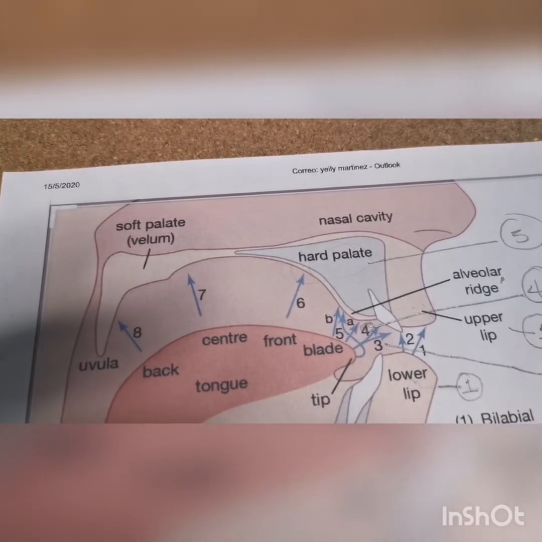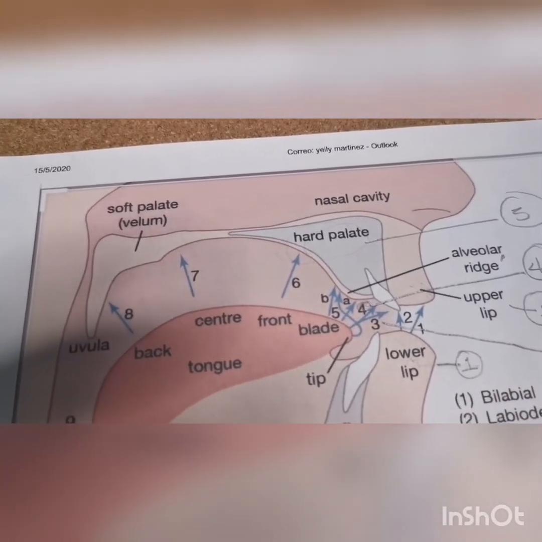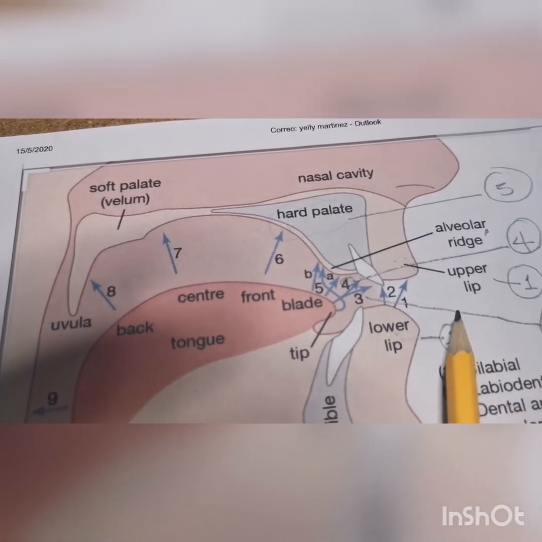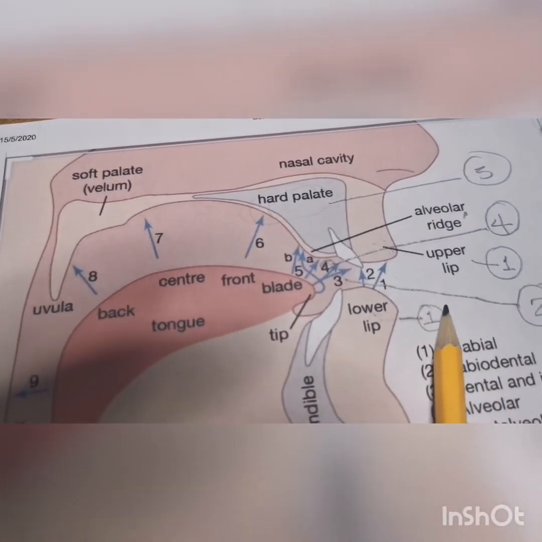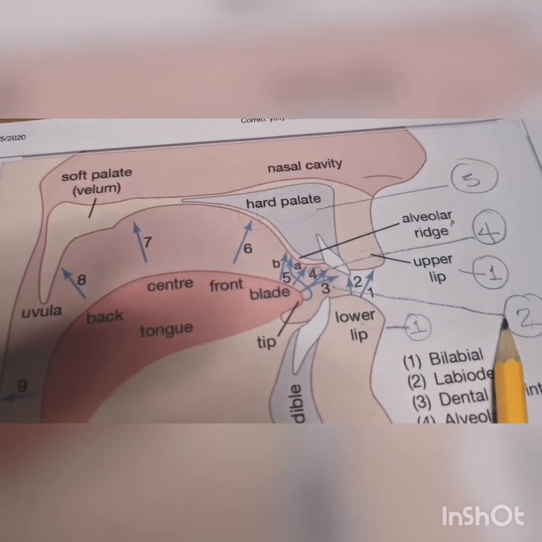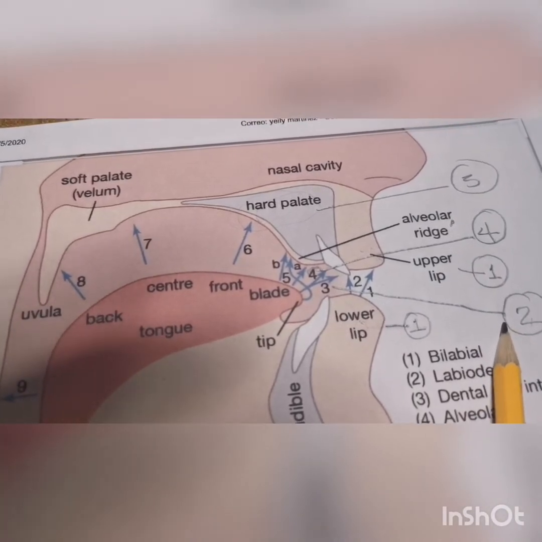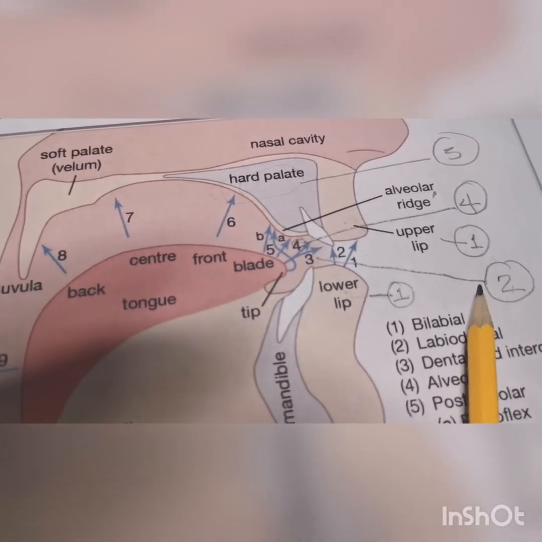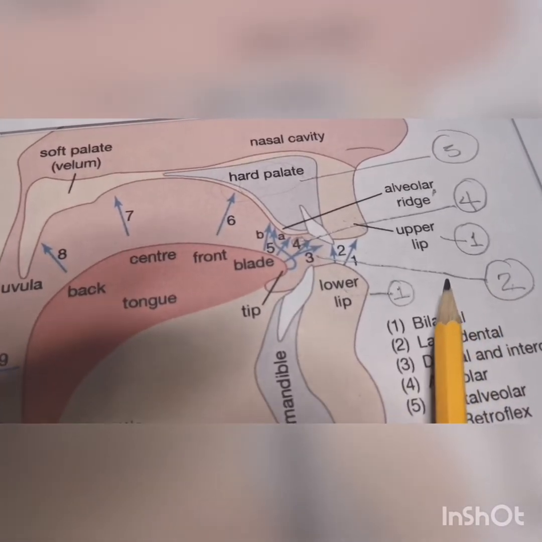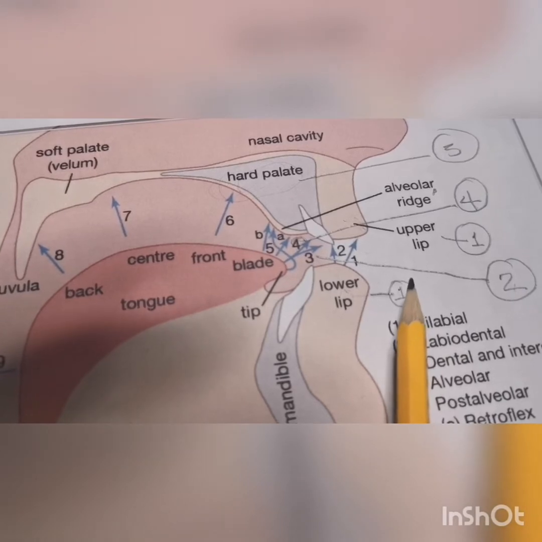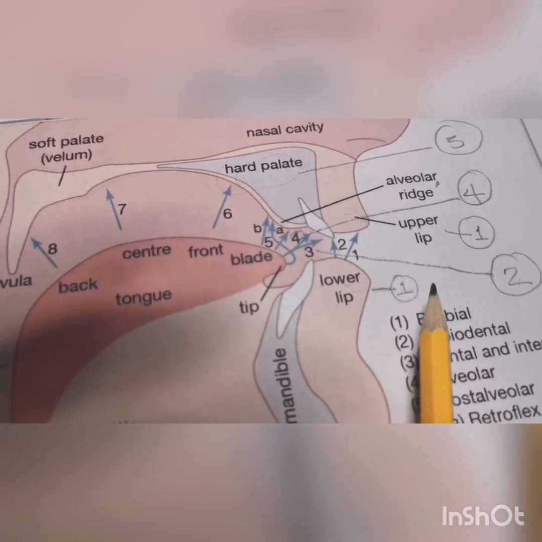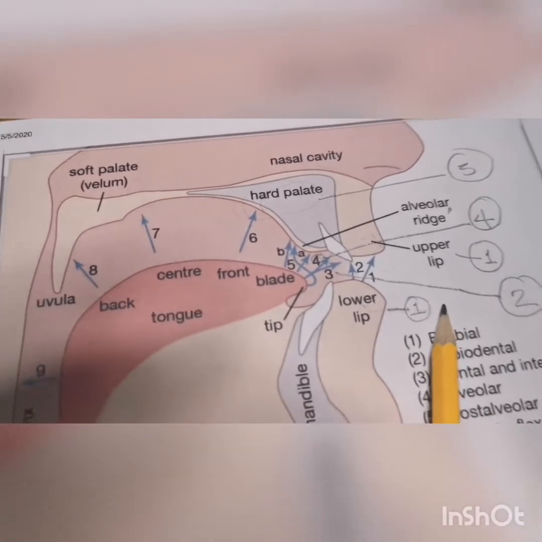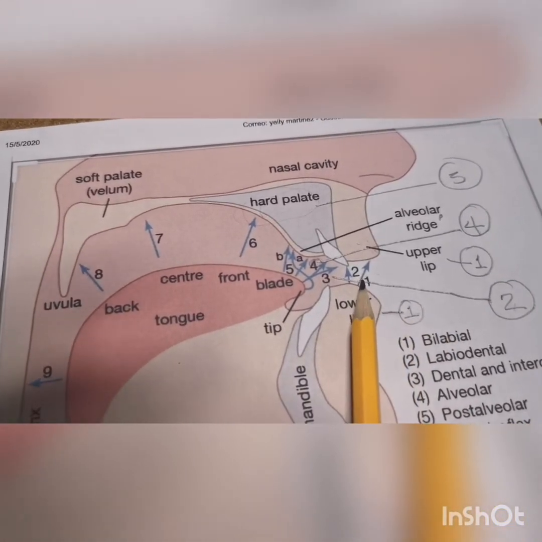The other is teeth. Teeth are used when we say the consonant sounds F and V, with the upper teeth touching the lower lip and with the tip of the tongue touching the upper teeth. For instance, fall and very.